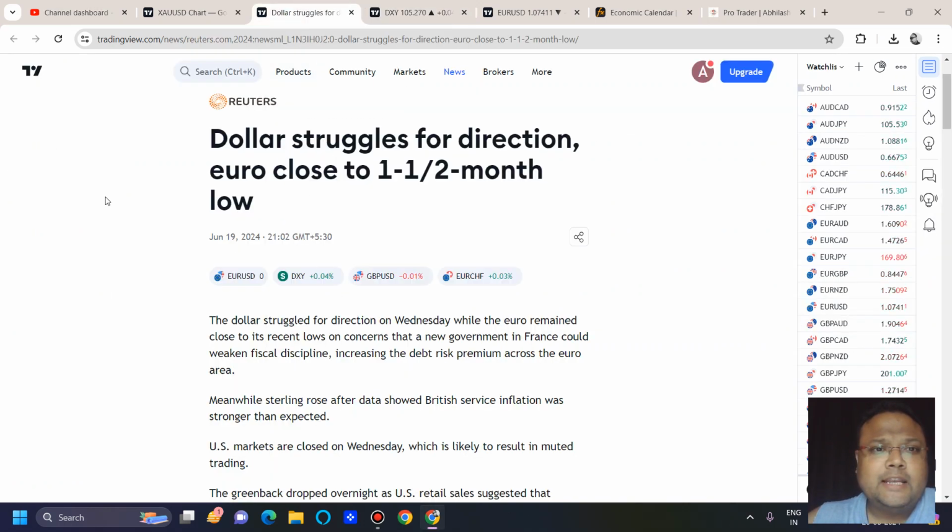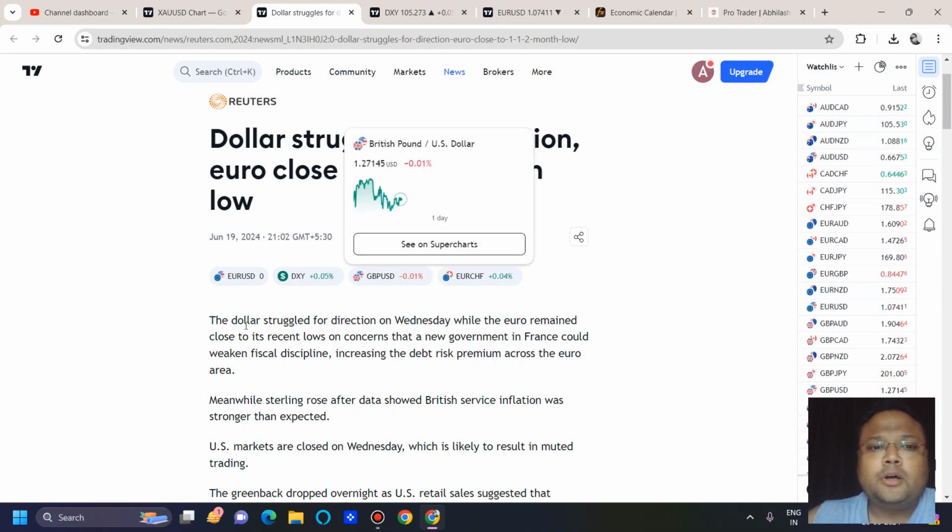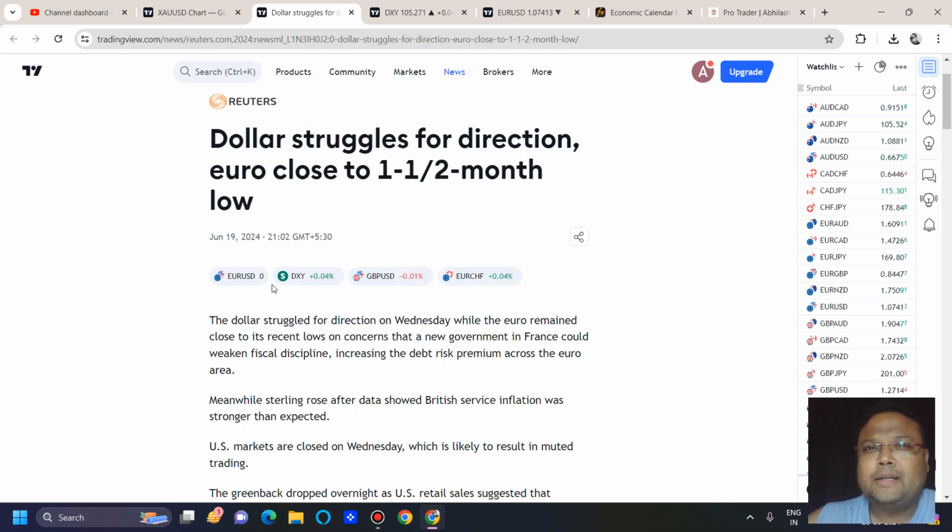If you look at the market sentiment, we can see dollar struggles for direction, euro close to 1.5 month low. Dollar struggled for direction on Wednesday while the euro remained close to its recent lows on concerns that a new government in France could lead to weakened fiscal discipline, increasing debt risk premium across the euro area. So this is the market situation. Euro is in fear of the change in government in France.